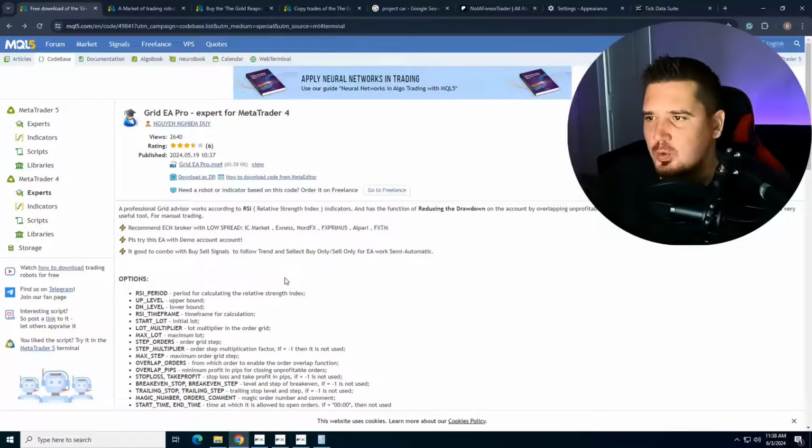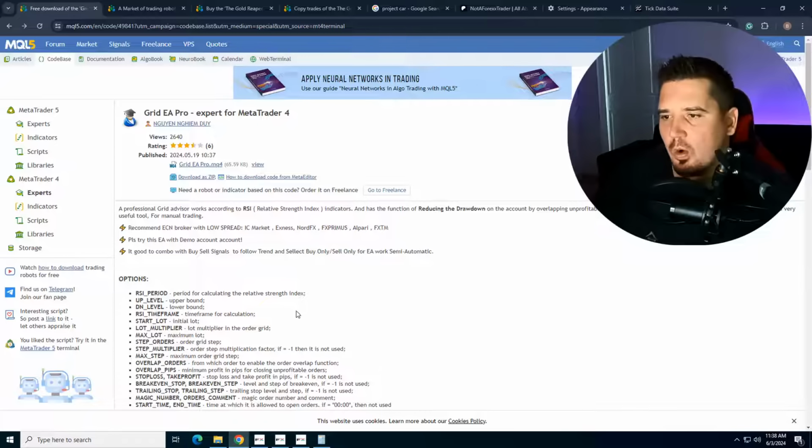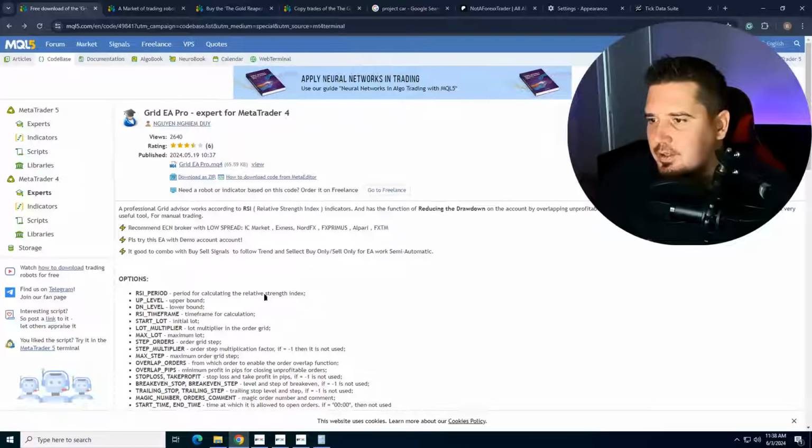A lot of the times when the authors do publish their EAs for free and have the source code available is because they don't know how to finish up the project, or they might have run into some problems with trade logics contradicting one another. So I'm not too sure what the whole story is behind this EA, but I do know that it is a grid EA. It's for MetaTrader 4.